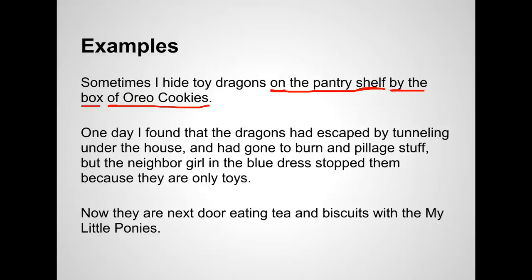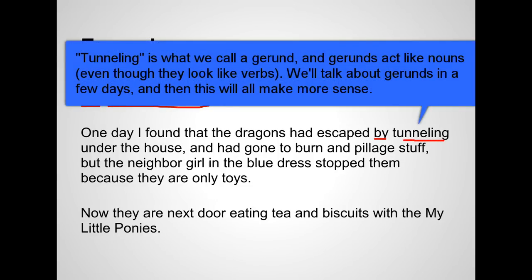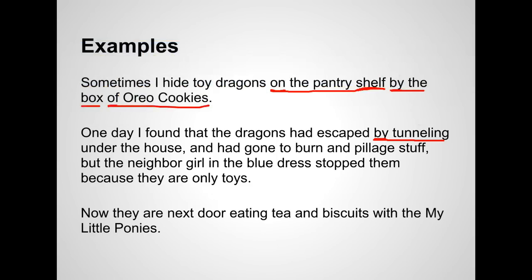Here we go. I see the word by, and when I look back at my list of words, I see that the word by is a preposition. Now this is a little advanced, but that's okay. In this case, tunneling is actually acting as a noun, even though it looks like a verb, so just go with it for now. I won't put any of those on your test, but just so you know. So we have this prepositional phrase, by tunneling.